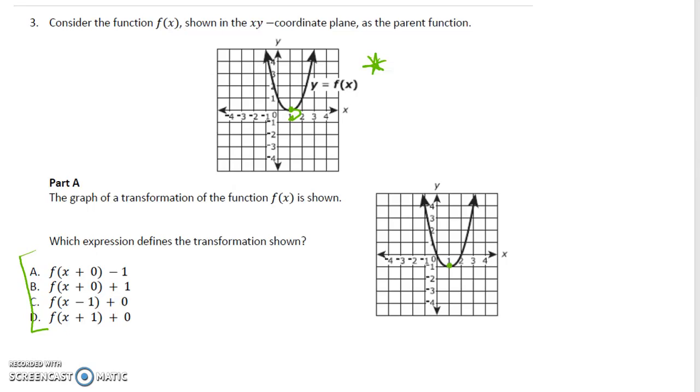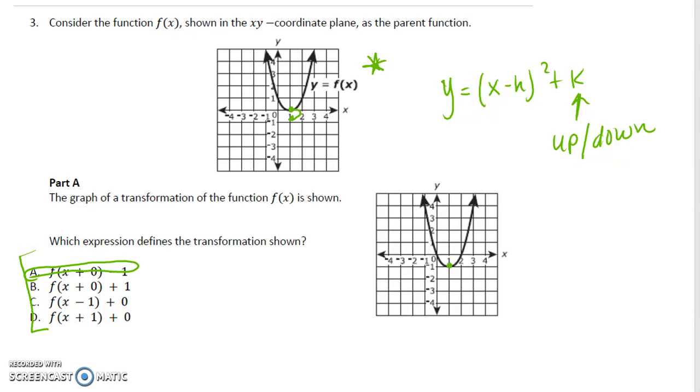So when we're looking at vertex form, y equals (x minus h) squared plus k, this k value is what shifts the graph up or down. So the correct answer would be A, because what is occurring is that graph is shifting down 1. It is shifting down 1.